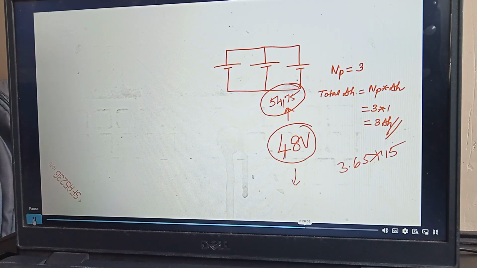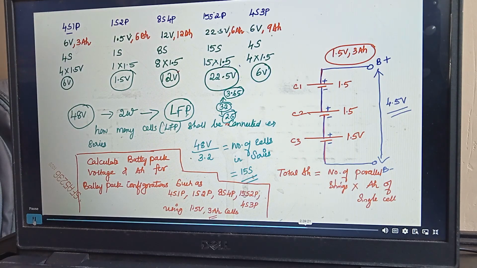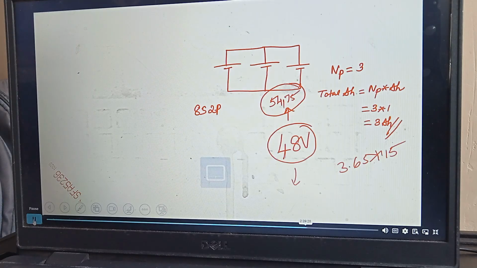For example, let me take one small practical configuration. I use 8S 2P, using a 3.2 volt cell. Tell me what will be the battery pack nominal voltage.